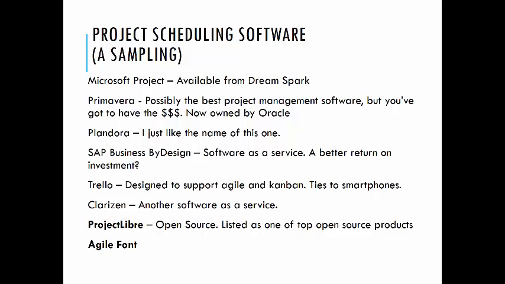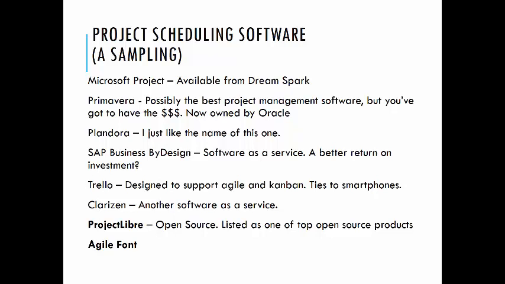ProjectLibre is open source, and it's listed as one of the top open source products. And Agilefant, which, as the name implies, is based on Agile methods. However, this open source project management tool also supports product portfolios, project sprints, and multi-team development. You can see their full feature set in the Agilefant user guide. It offers a free and open source product that can be downloaded and deployed in your own private cloud. They also have a paid service.